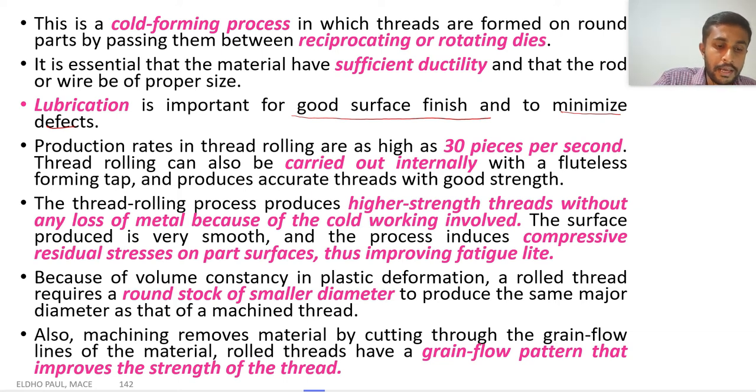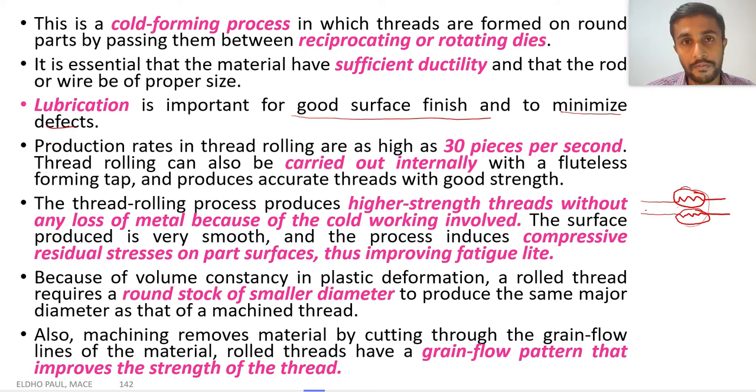So when we do a thread rolling process, this threaded region is actually subjected to compressive force. We apply the pressing for making the threads. So this surface area of the threaded fasteners is actually under compressive residual stress. This compressive residual stress will help to increase the fatigue life of the material. So we can use these threaded fasteners where cyclic load is involved. That is another advantage of using thread rolling compared to the machined member.